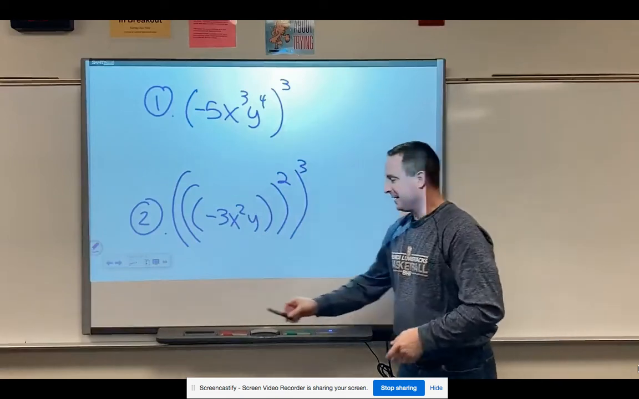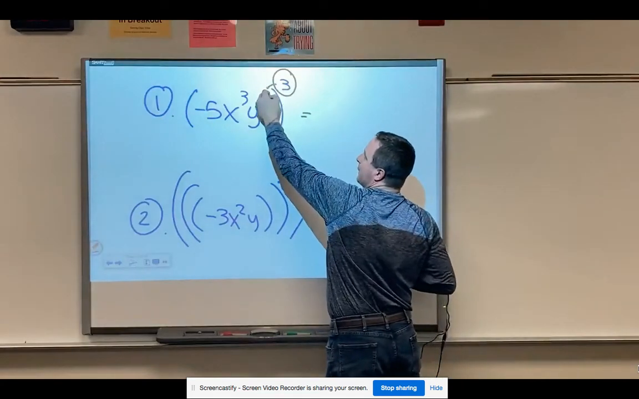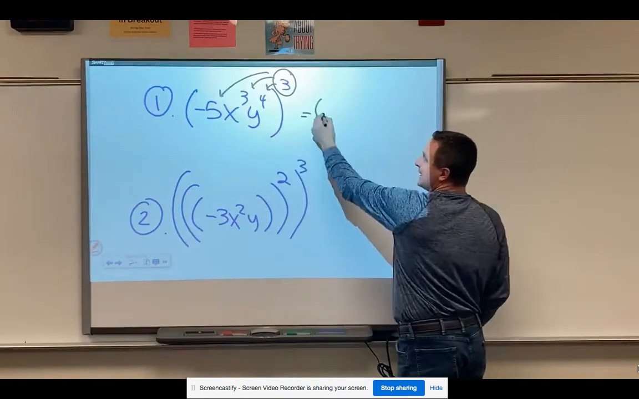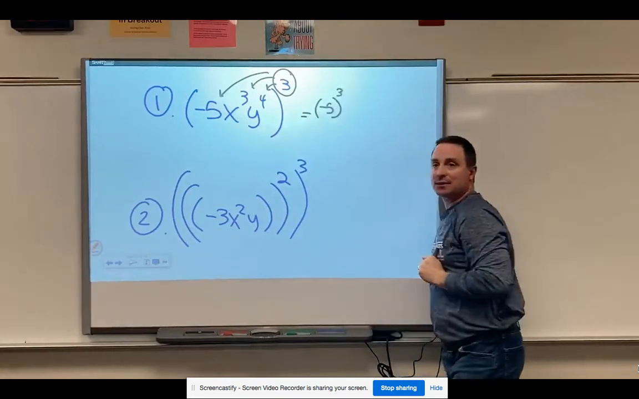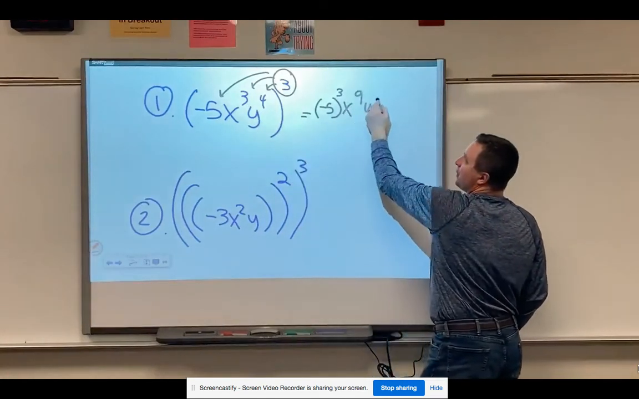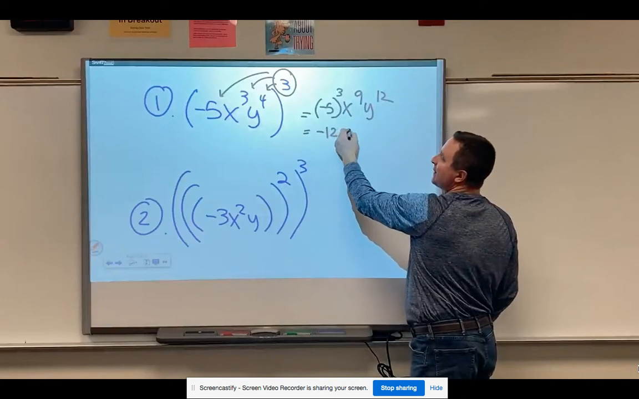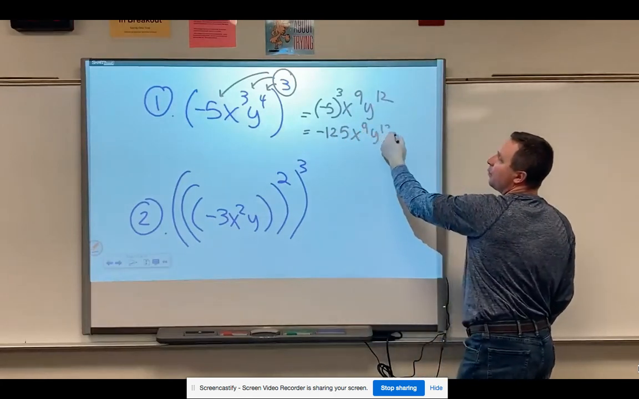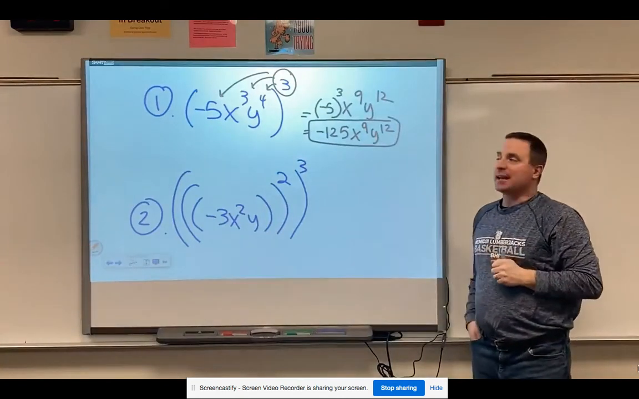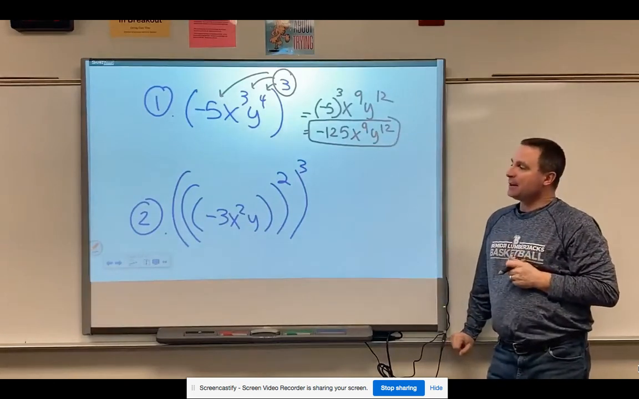Okay, welcome back. Okay, let's give this a shot. If I do this at the top here, I'm going to take my 3 and distribute it through. And notice there's a negative sign, and it's inside parentheses, so it's going to stay inside parentheses. So it's a negative 5 to the 3rd power, x to the 9th, y to the 12th. If I multiply them, that's going to be negative 125, x to the 9th, y to the 12th. There's the first one. Now, if you made a mistake on one, I'm hoping you can see how and where you made your mistake. Okay, but there it is.